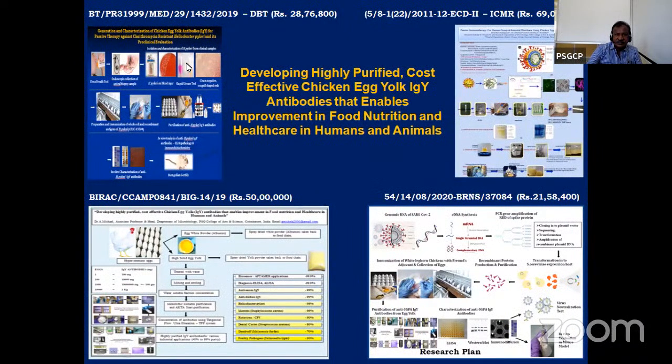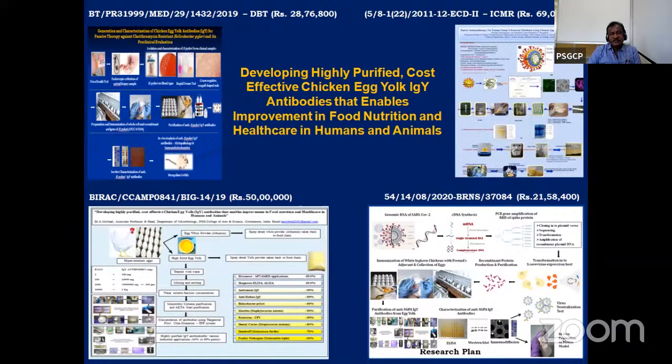Similarly, another project is on Helicobacter pylori. About 50% of the global population is infected with Helicobacter pylori. It is not only an infection; if untreated, many persons will develop cancer. So it becomes very important. Helicobacter pylori causes ulcers, and if it is untreated, all these complications will develop.